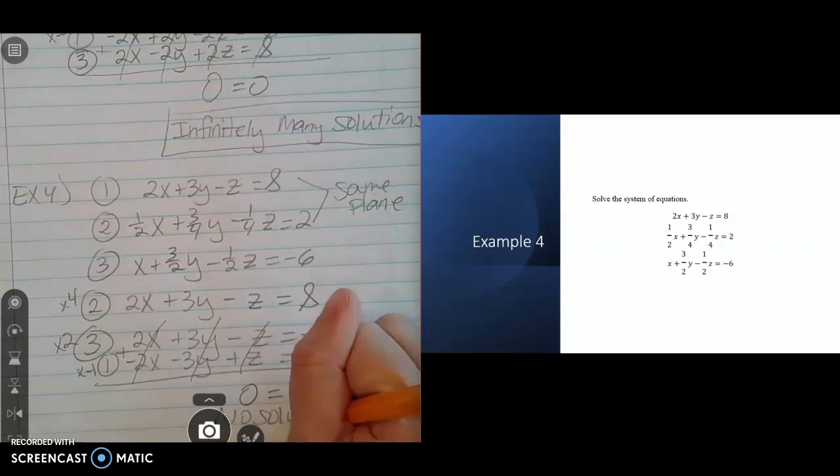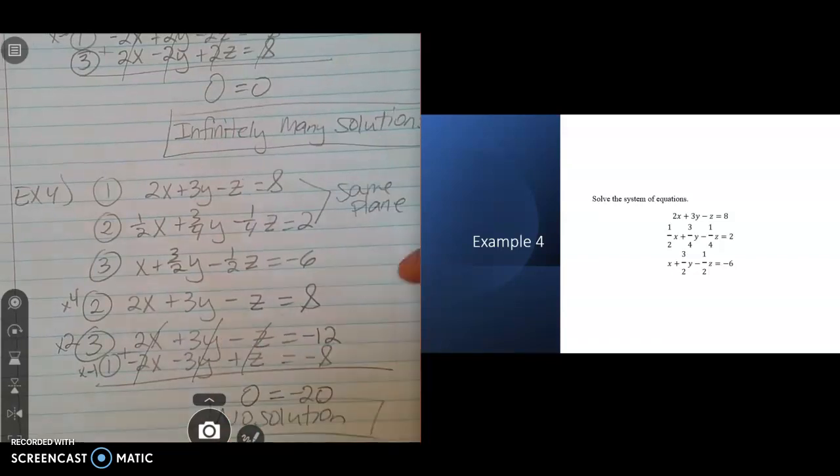So essentially what we have here is two planes that are the same and one plane that's parallel to those same planes. Since that third one is parallel and it never intersects, we have no solution for example 4.